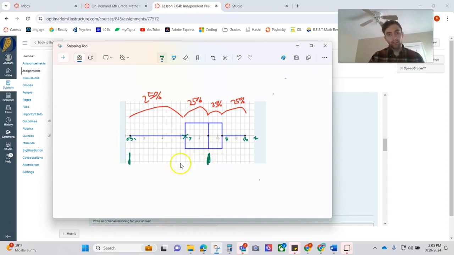Is that 75% of the data? Nope, that's only 50%. What about between 0.5 and 10.5? Is that 75% of the data?